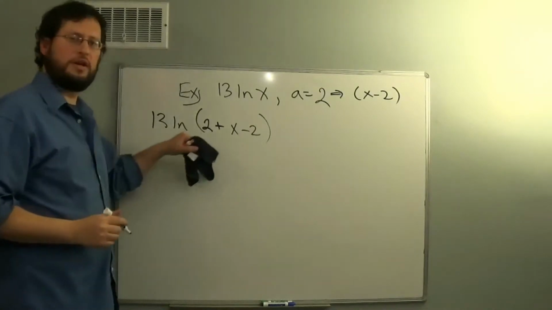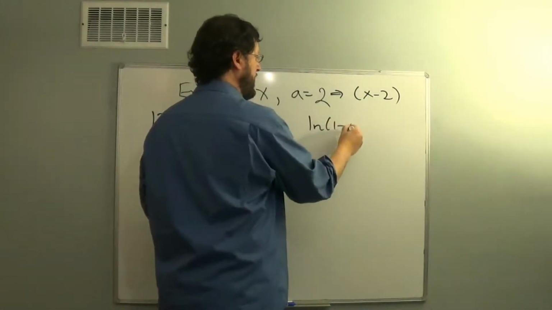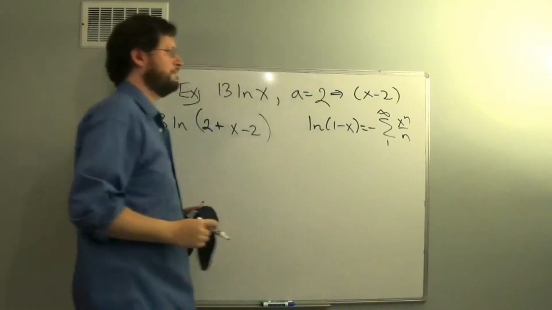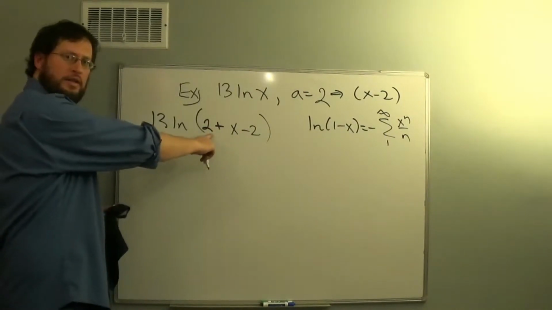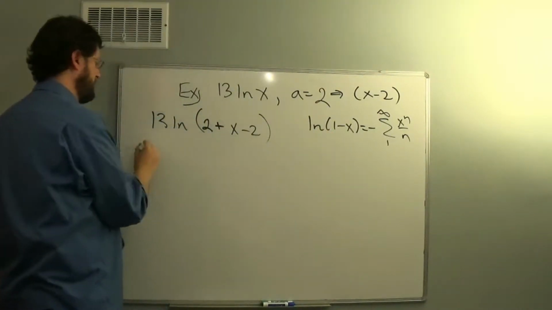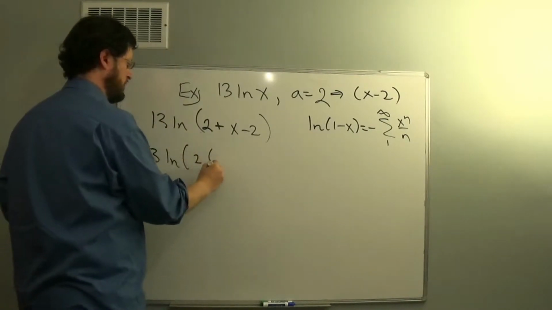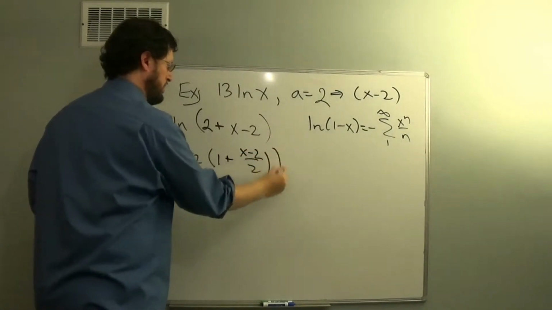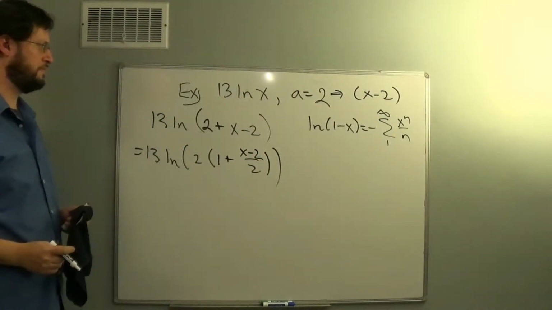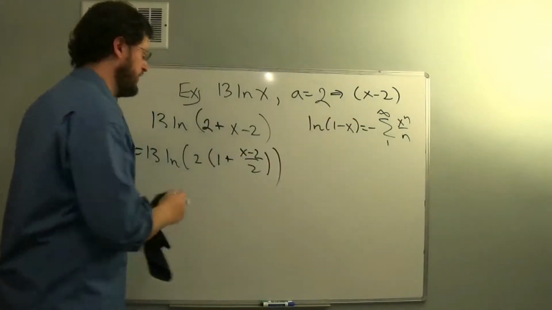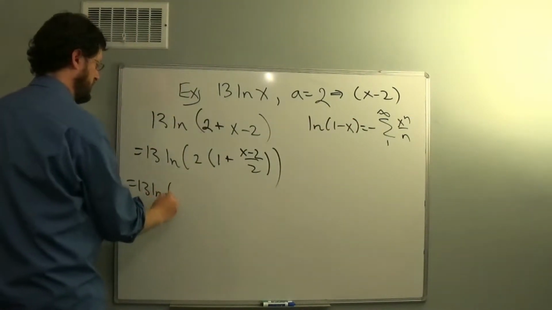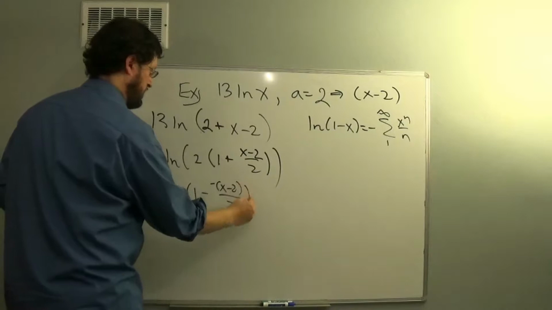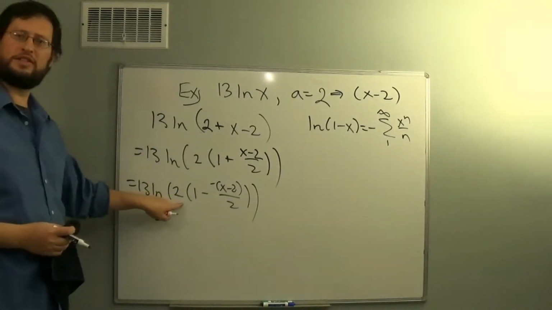Okay, now we know that the Taylor series for ln of 1 minus x is minus sum 1 to infinity x to the n over n. So now we need to factor this 2 out of the inside piece to make it into a 1. By factoring the 2 out, we get a 2 in the denominator. We need it to be 1 minus, so we'll turn that into a minus, as follows. And then we don't like this 2 that's here.